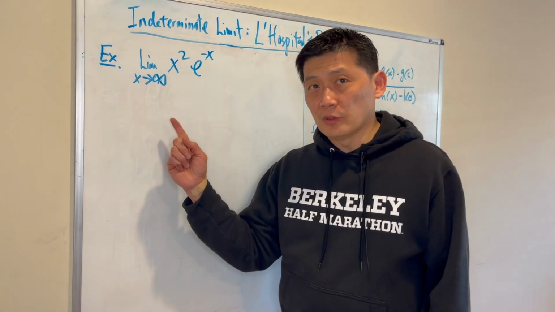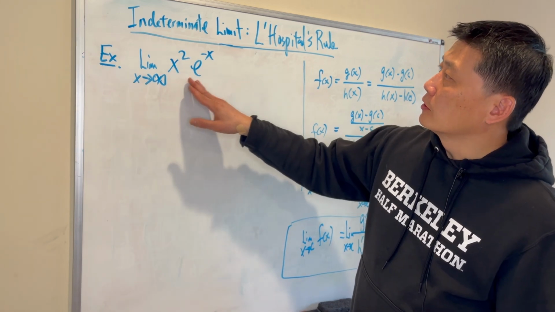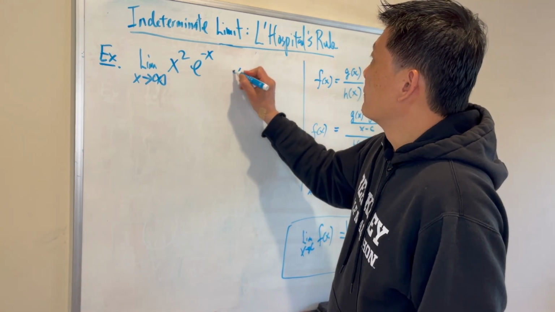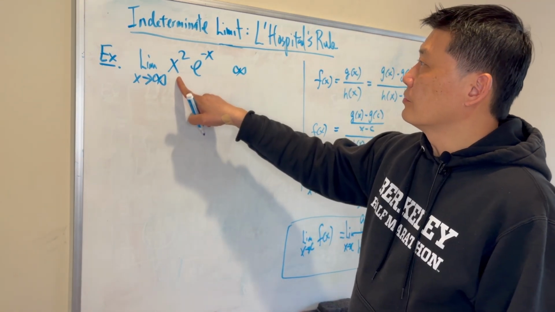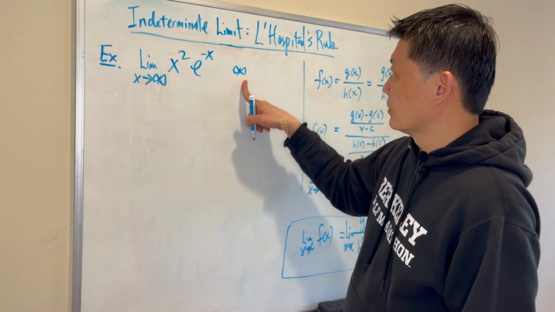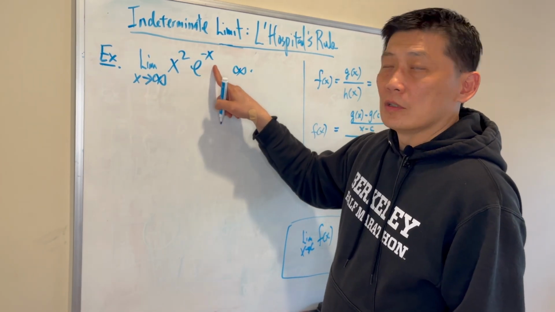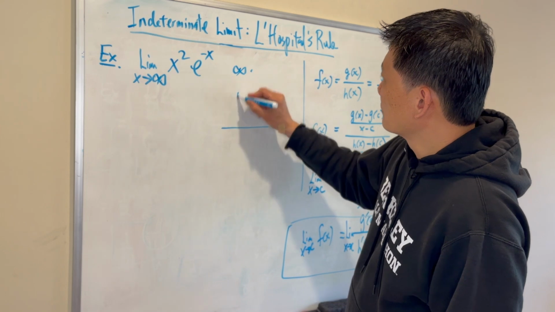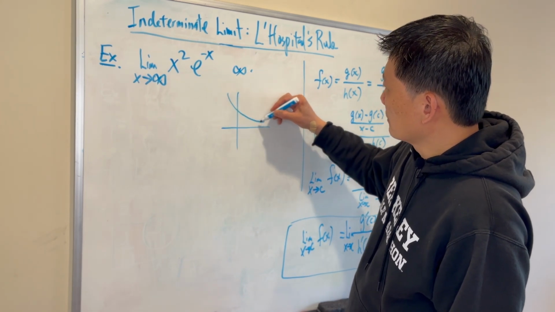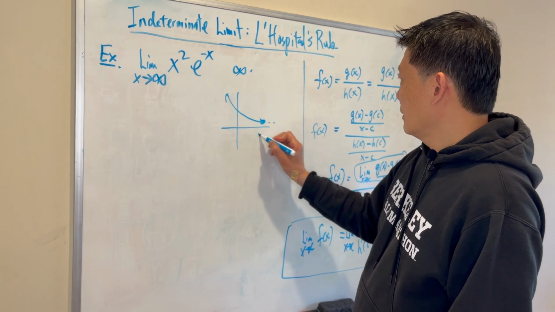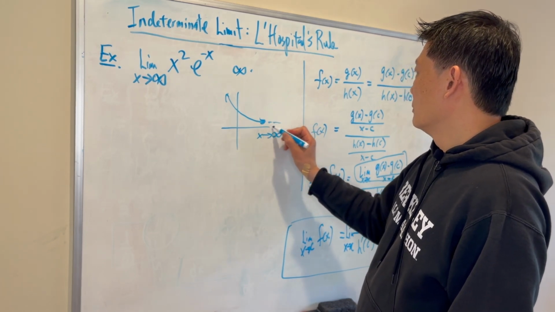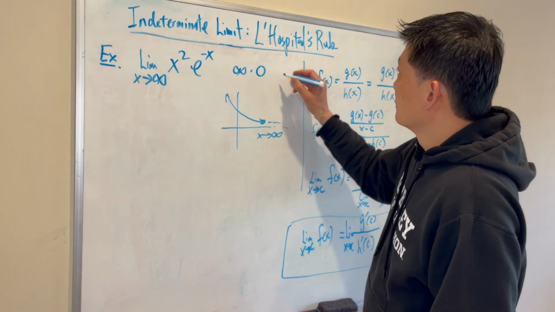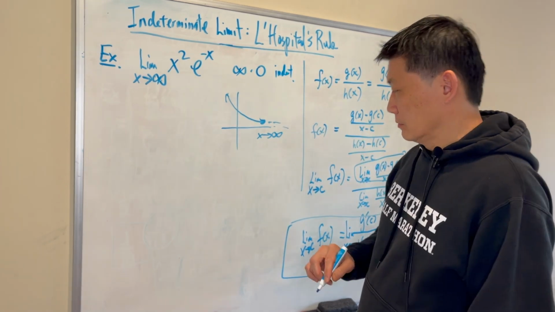So let's take a look at this particular variation. We have x squared times e to the negative x, and as x approaches infinity, we end up with infinity, right? Because infinity squared is infinity, times e to the negative infinity. Remember, e to the negative x looks like this. As x approaches infinity, this value is going to approach 0. So infinity times 0, this is an indeterminate form.